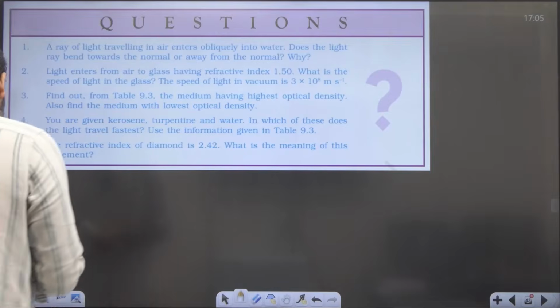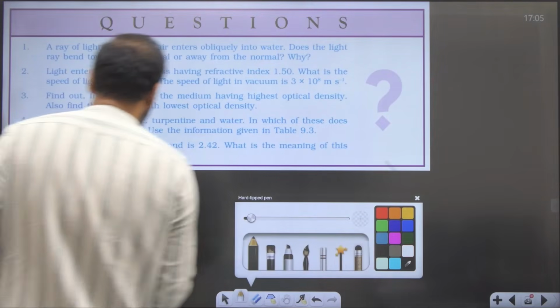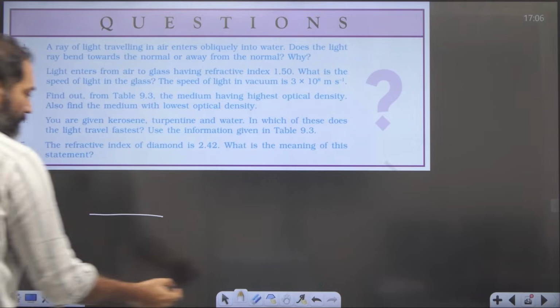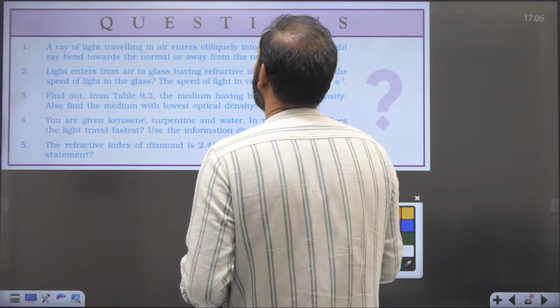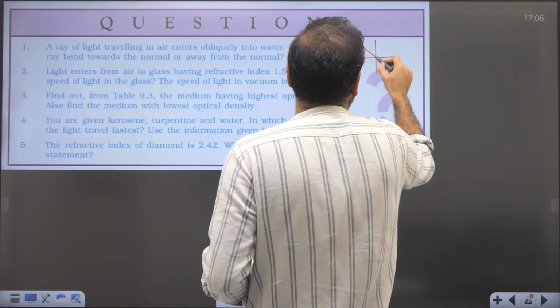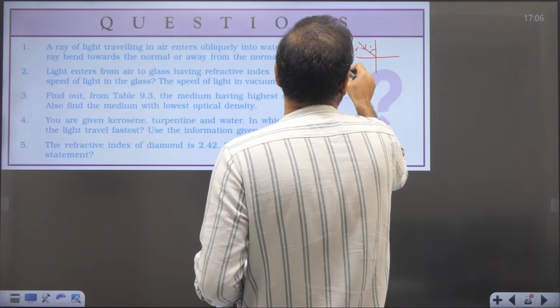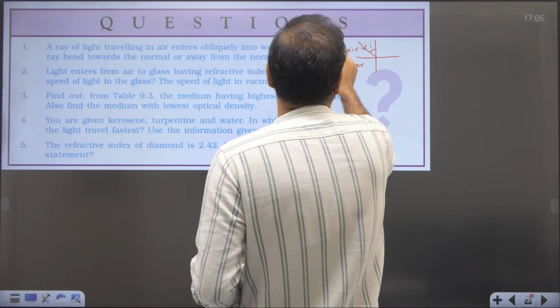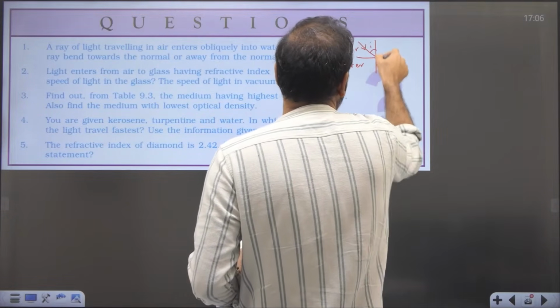Next, a ray of light traveling in air enters obliquely into water. Does the light ray bend towards the normal or away from the normal? Why? Now let's see. The ray of light is traveling in air and enters obliquely into water. So this is the normal, this is air, and it enters with the angle of incidence i. It goes to water. Air is the rarer medium, water is denser.